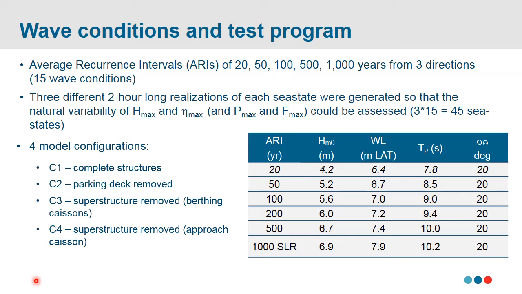We looked at four different model setups. In configuration 1, the structures were complete, and then in configurations 2 through 4, we removed portions of the topsides. In total, that gave us 135 unique model tests.